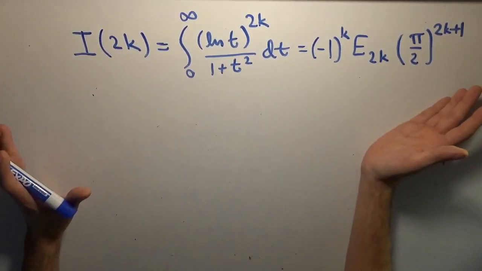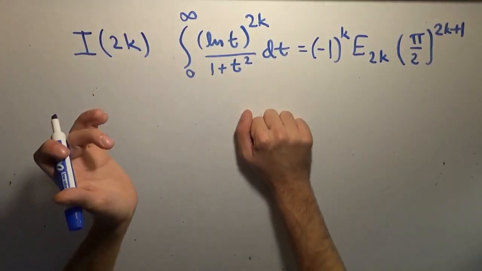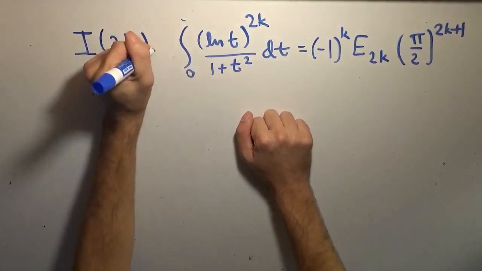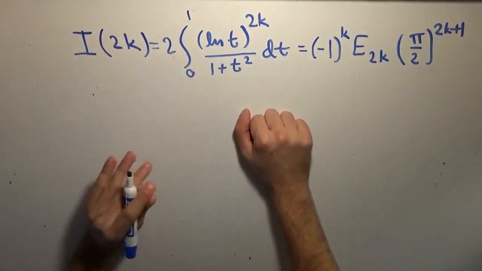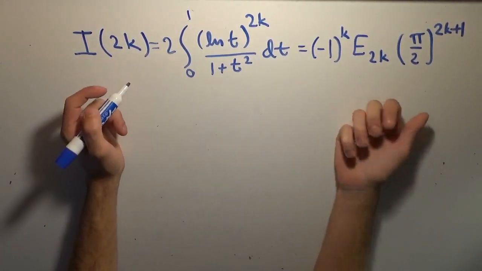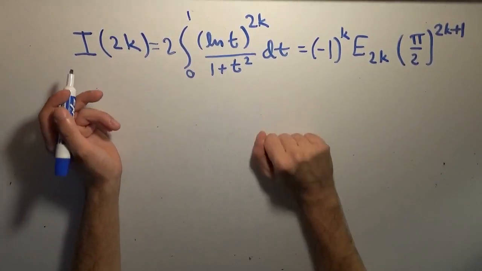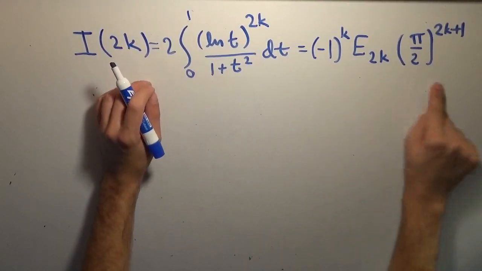What we also can recall is that this integral from 0 to infinity is actually equal to 2 times that same integral from 0 to 1. All of the area under the curve from 0 to 1 is equal to the area under the curve from 1 to infinity, so we can actually write it like that. This is the correction I needed to make. It's actually equal to this product here.